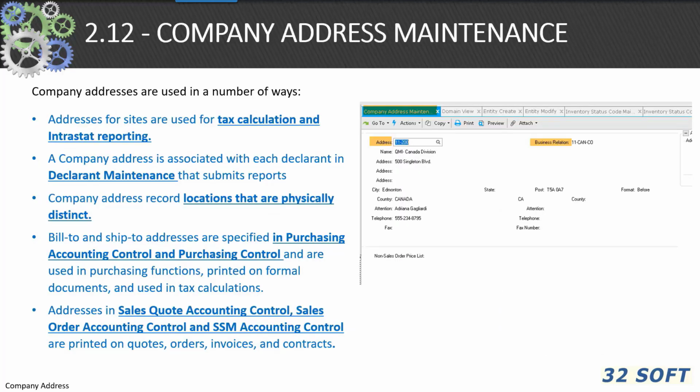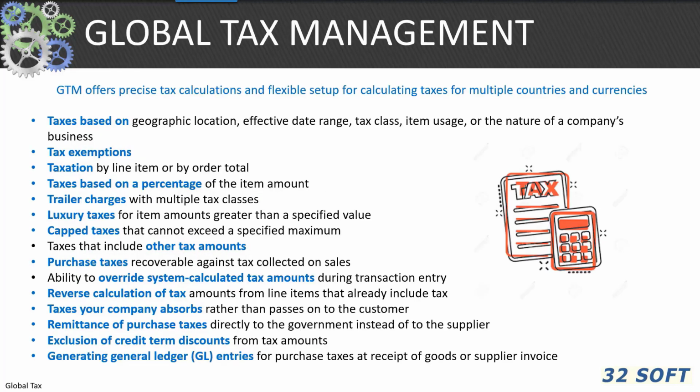The 12.2 company address maintenance is used for a number of things. It's used for tax calculations and intrastat reporting. The company addresses are used for bill to, ship tos in terms of purchasing accounting controls, sales orders, sales accounting controls, and service and support addresses are also printed on quotes, orders, invoices, and contracts. Global Tax Management offers an excellent tool for defining precise tax calculation functionality.